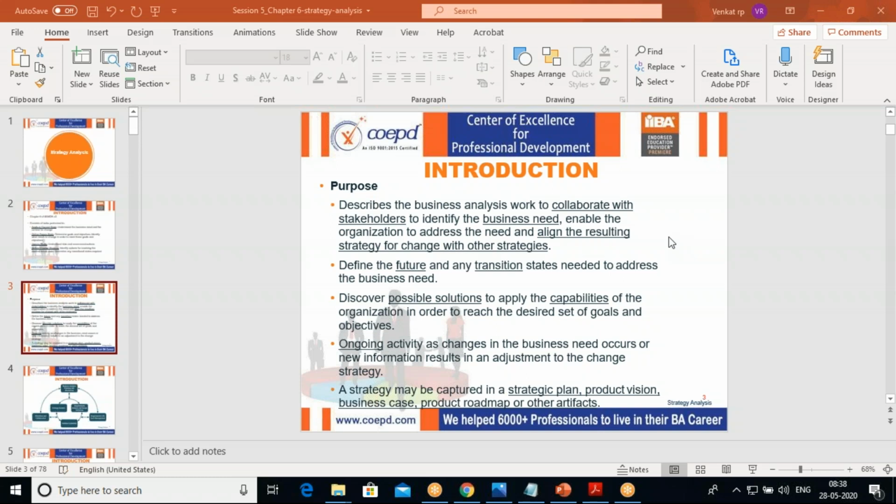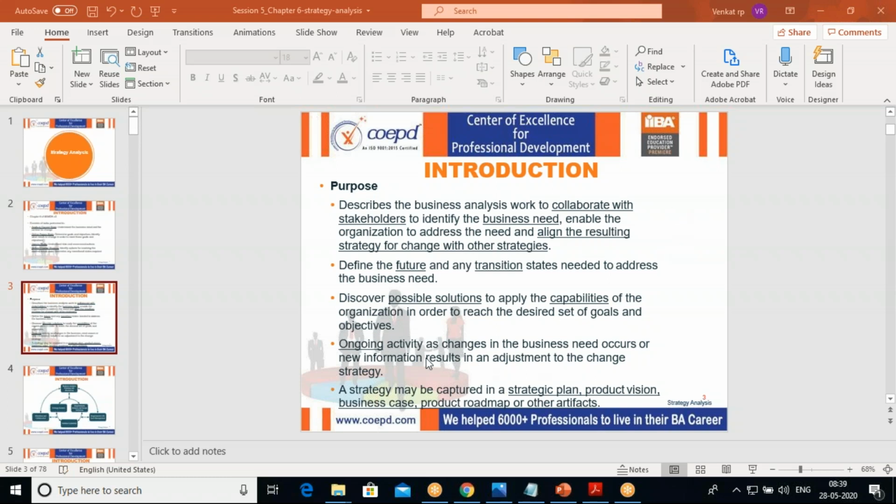Okay. Once you know the final state, where you want to go and where you have to reach, then you have to discover possible solutions to apply the capabilities of the organization. To reach that particular goal, you have to understand what the various options are and what capabilities the organization has. You have to first understand it and discover all the possible solutions.